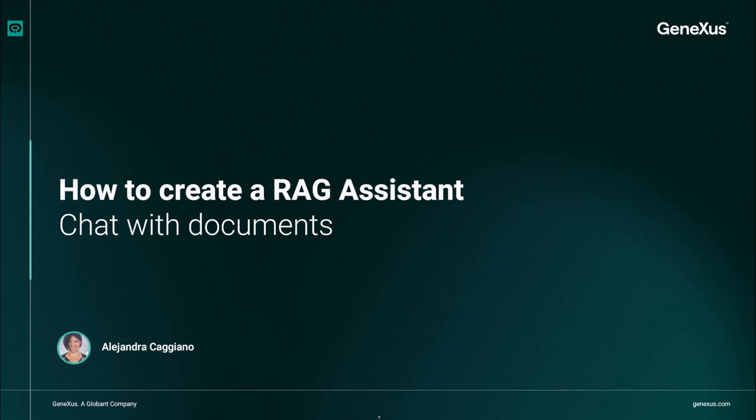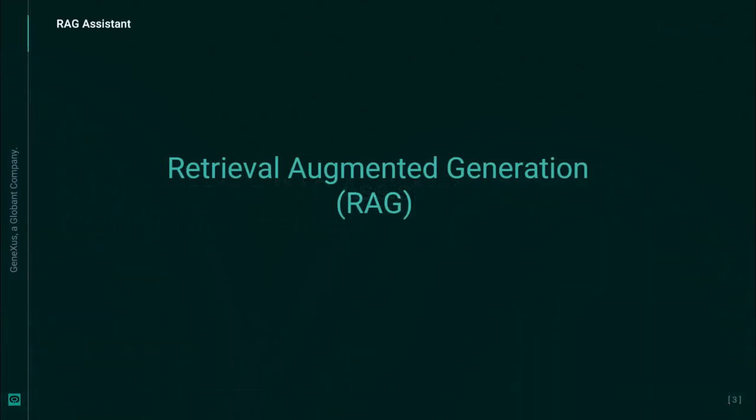Globant Enterprise AI allows creating different types of artificial intelligence assistants. Now we want to be able to define an assistant that allows us to chat with documents. For that, we're going to work with RAG assistants. Retrieval Augmented Generation, RAG, is an approach that combines information retrieval from unstructured data and text generation to improve performance in tasks such as question answering.